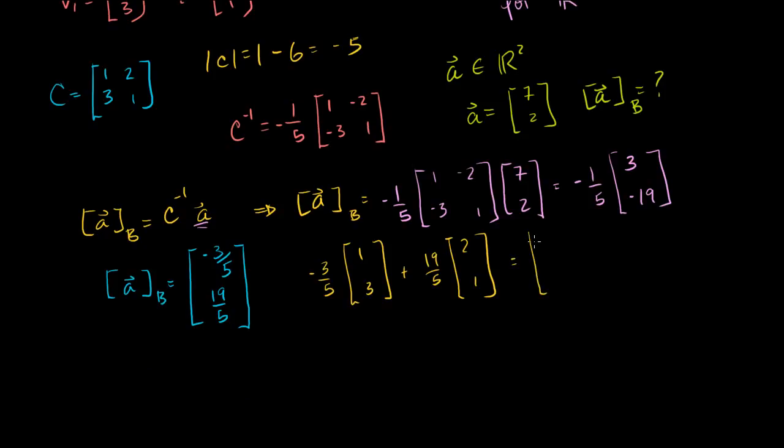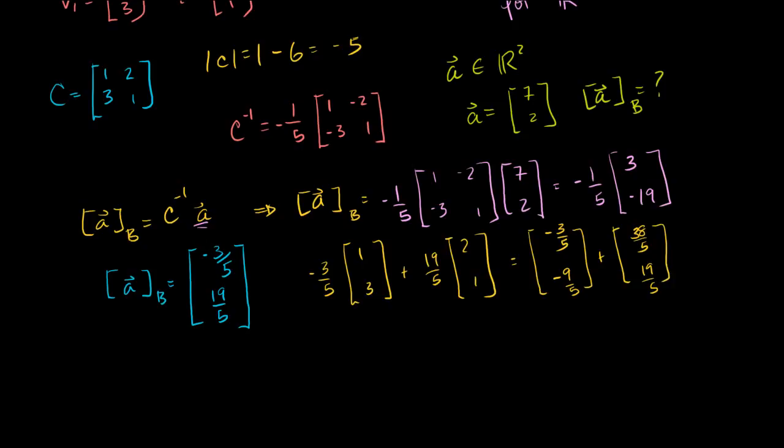Let me write the two vectors. This is minus 3/5, minus 3/5 times 3 is minus 9/5. And then we're going to add it to this guy. So this guy is 2 times 19 is 38/5, right? And then 19/5 times 1 is 19/5.